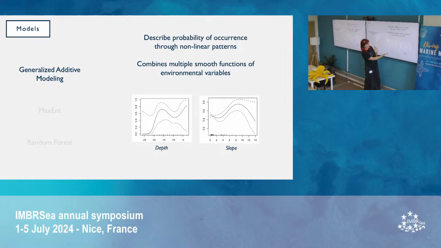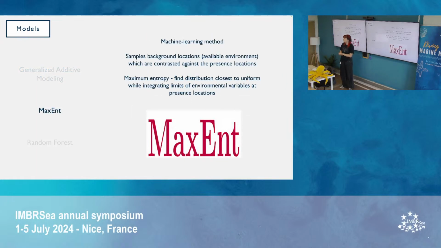So for example, here, the depth. Here is probability of occurrence, so we can see that as depth increases, probability of occurrence increases, and then decreases and it increases. And here is slope, so it's the same thing on the side, probability of occurrence. And you combine multiple of these and you get your final model. Maxent is different. It's a machine learning method, and what it does is sample background locations or the available environment and contrast them against presence locations. And then it uses maximum entropy to find the distribution that's closest to uniform while integrating the limits of the environmental variables at the known presence locations.